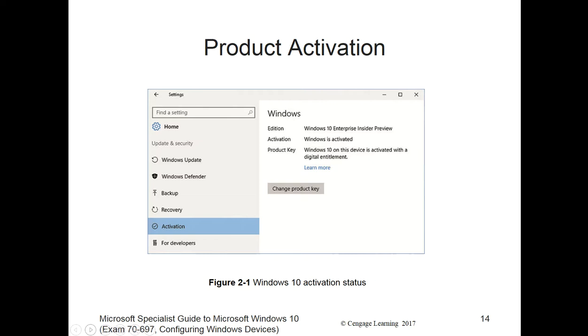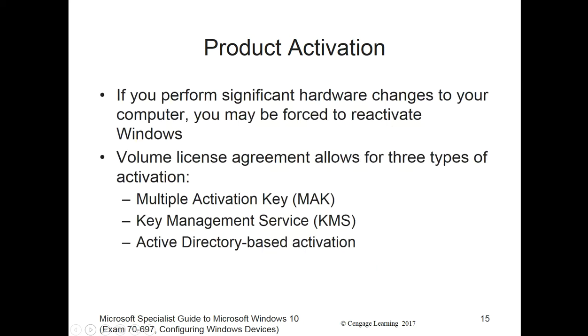So here's what we see when we see product activation. This is the interface I was talking about. We come in and there's a key which is change the product key. If you perform significant hardware changes to your computer, you may be forced to reactivate Windows. Now, volume license agreements allow for 3 types of activation: Multiple Activation Key, MAK, Key Management Services, KMS, and Active Directory-based activation.